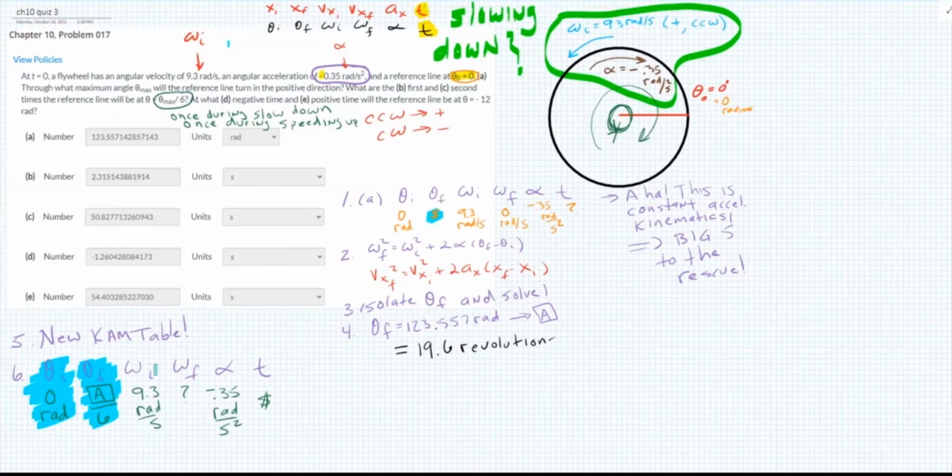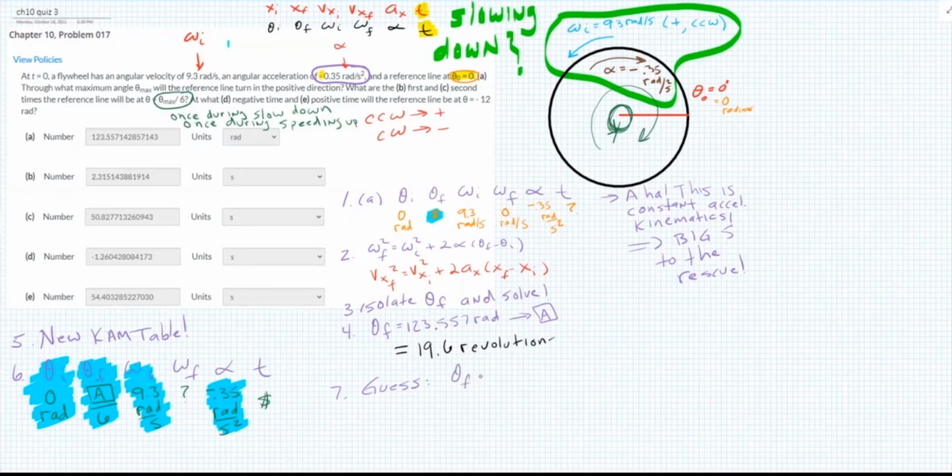Okay. This is my initial that was given as 9.3. Okay, got that. I don't know, and I might not care what my angular velocity is at those moments. So I guess that's good. Let's go on and play the big 5 game. I'm just going to guess this.